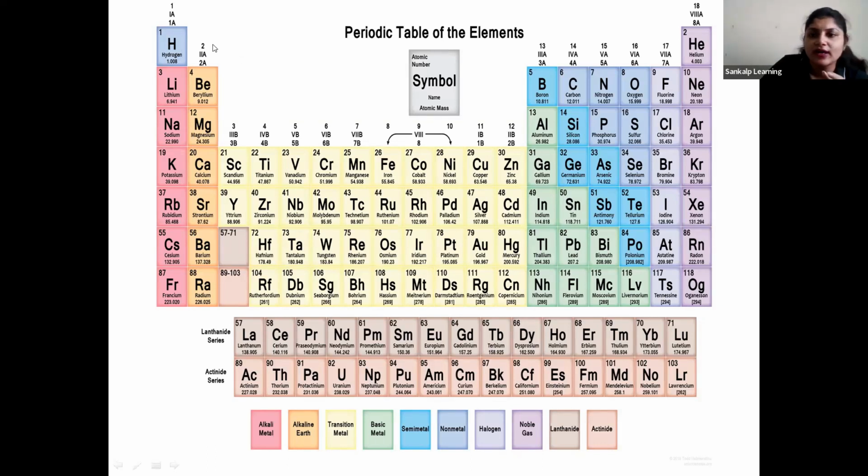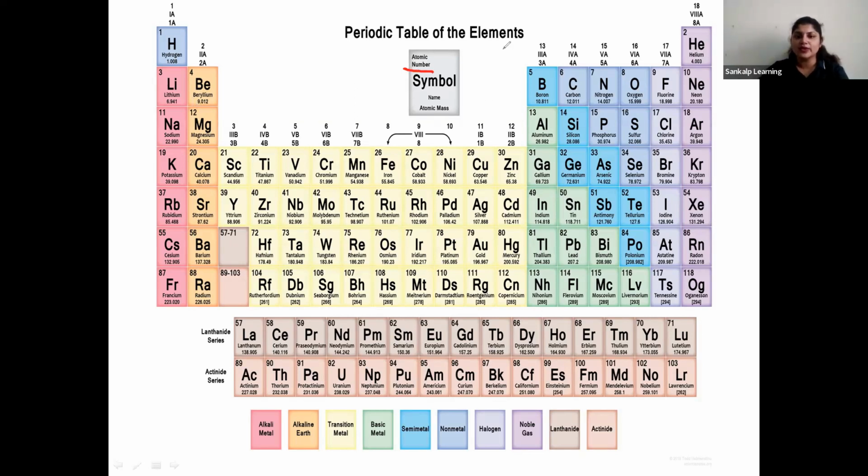Okay, so I said elements are arranged according to their increasing atomic number. You can see hydrogen, helium, then lithium, beryllium. You can see the atomic number is written at the top, right? You can see here how it is represented. Atomic number will be written at top.